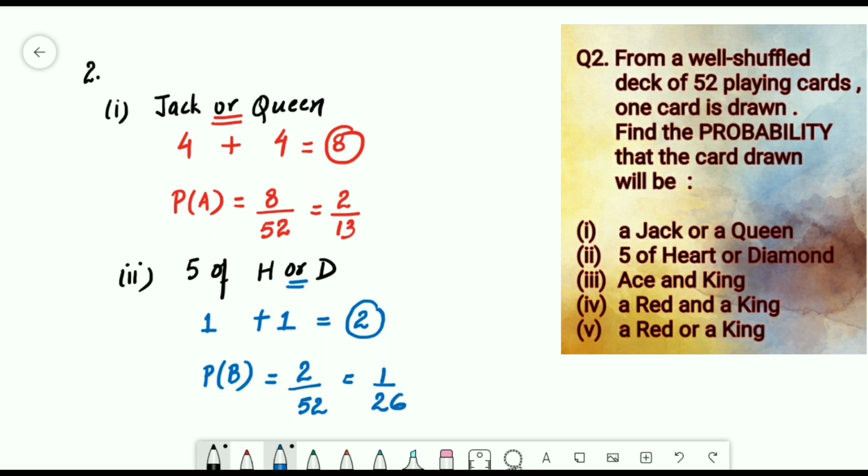You have to do simplification in all the questions. Now we will move to our third part.